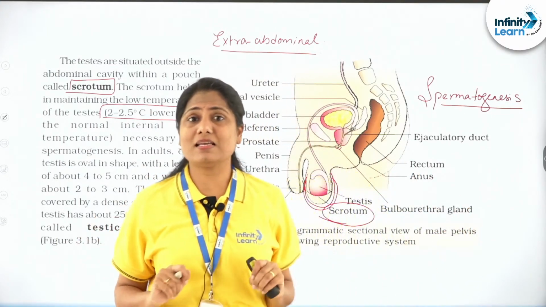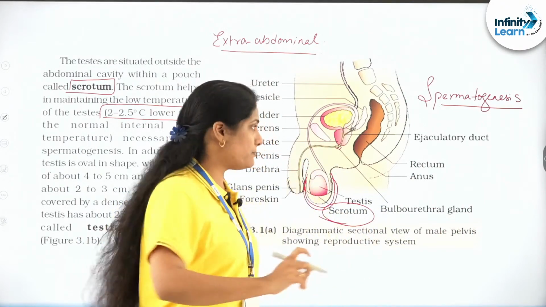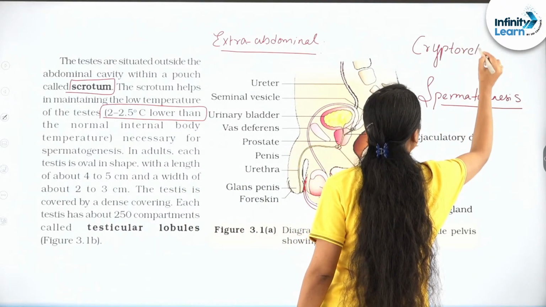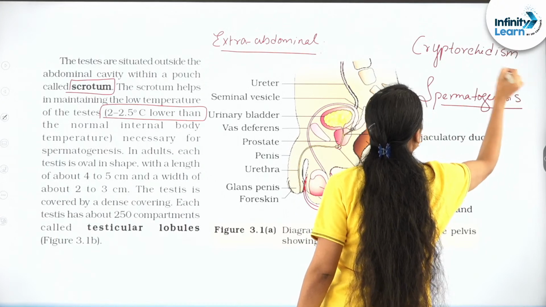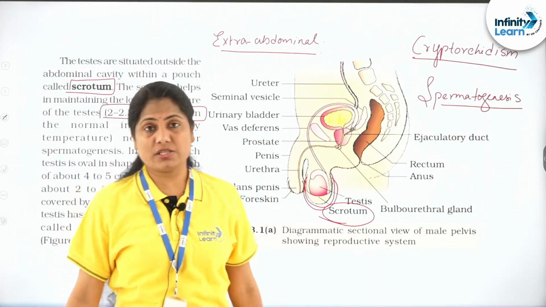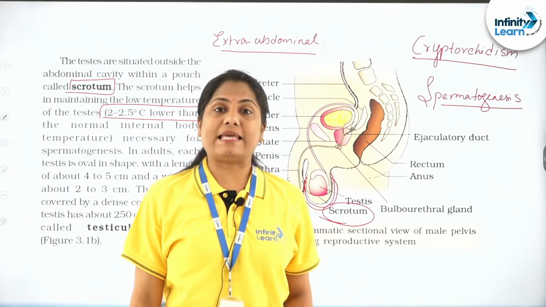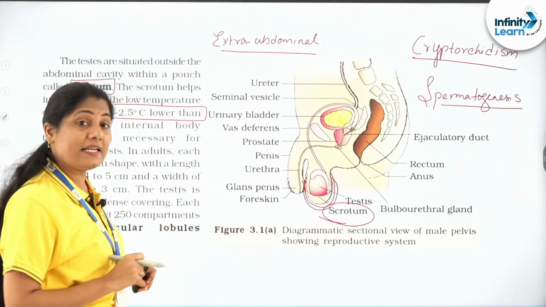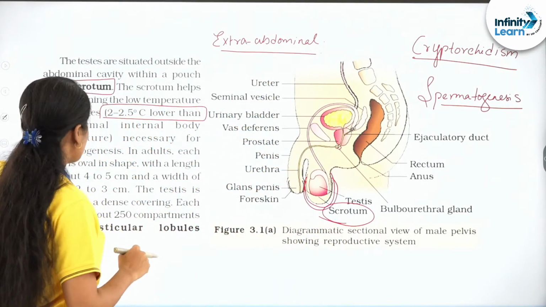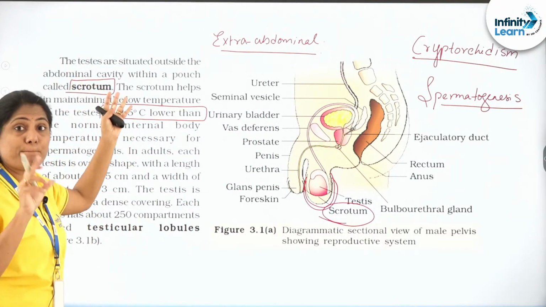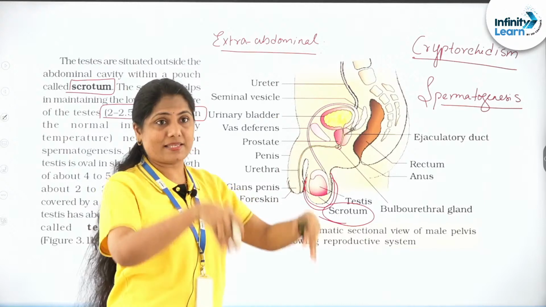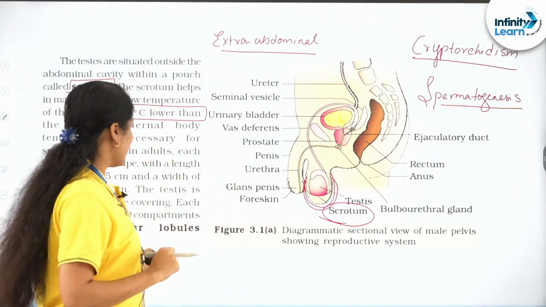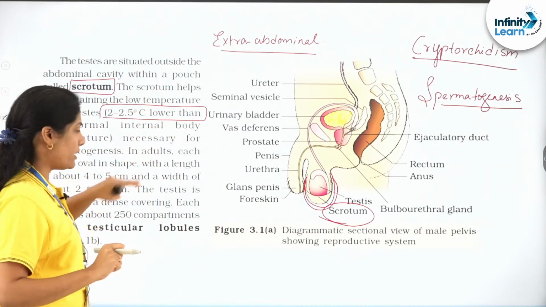But what happens when it is in humans? If it remains in the abdomen, it leads to a condition called cryptorchidism, which leads to sterility. The sperm is not produced. What is the condition called? It's called cryptorchidism. So, it's very important that the pair of testes descend, go down into a pouch-like or bag-like, what is it called? The scrotum, right? Why scrotum? It maintains a lower temperature, right?